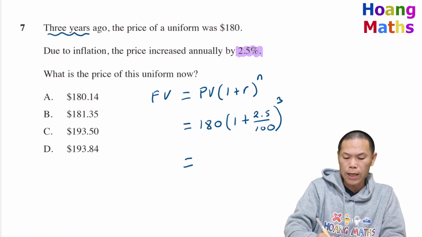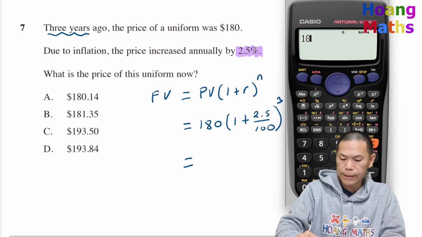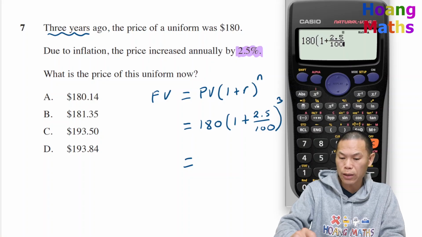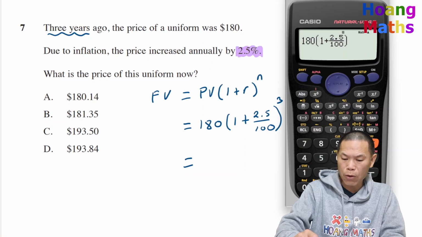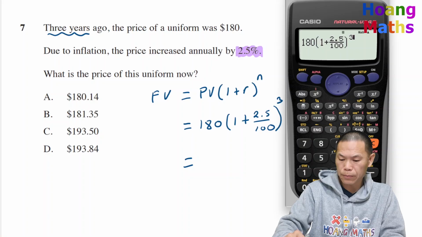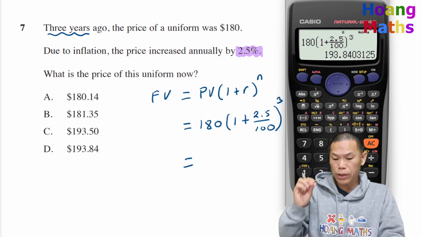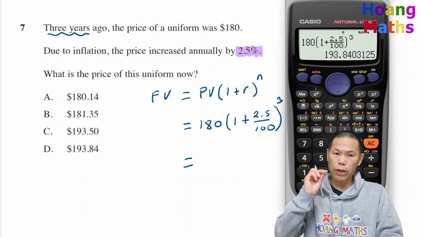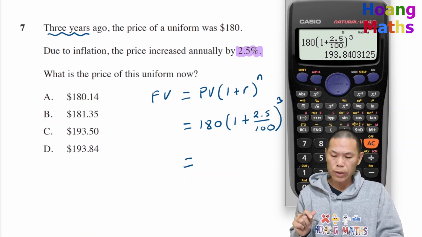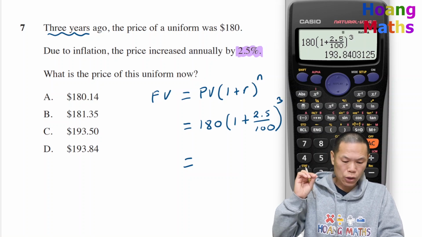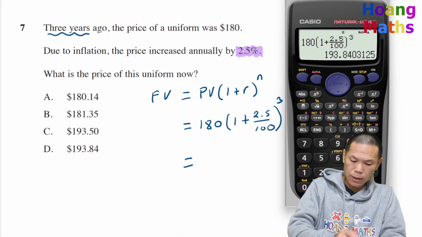N is 3. So just go 180 brackets 1 plus 2.5 over 100, and then with power of 3. So there you go, $193.84, corrected to 2 decimal places, because we're dealing with money. So the answer should be D. There you go.